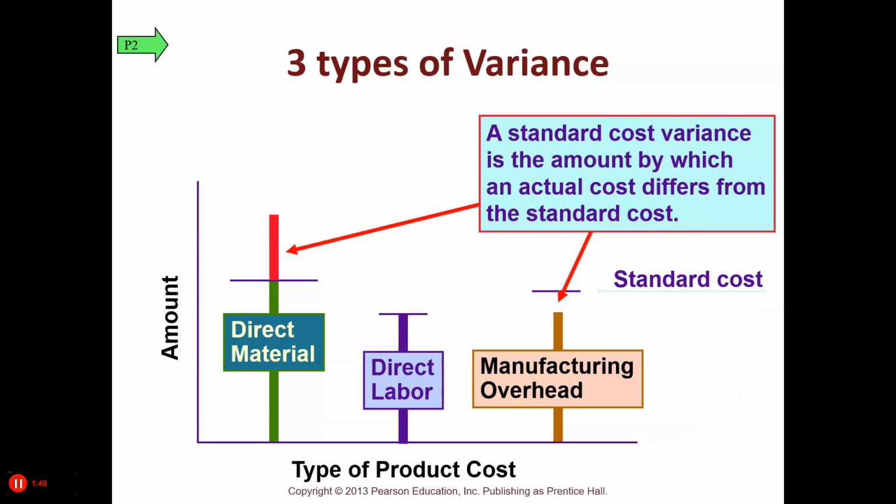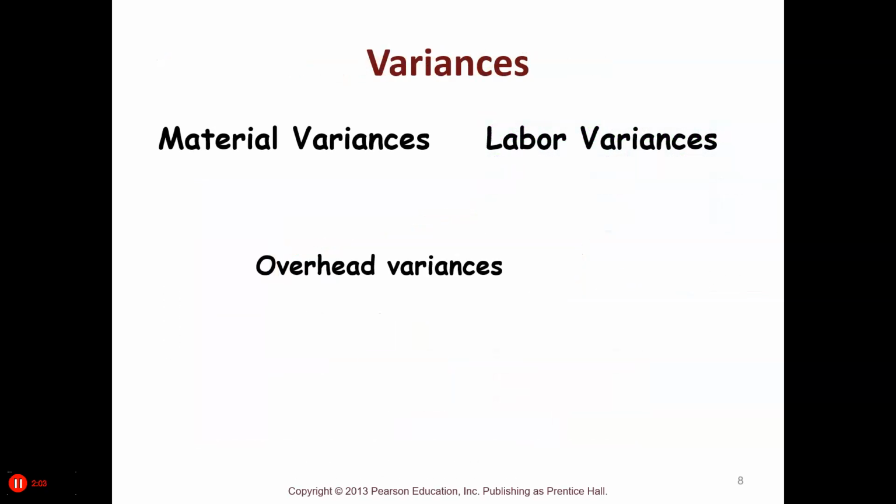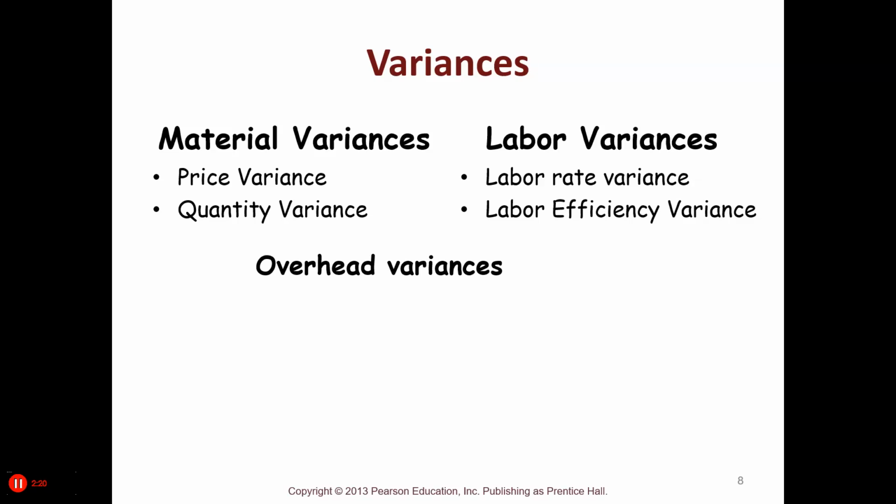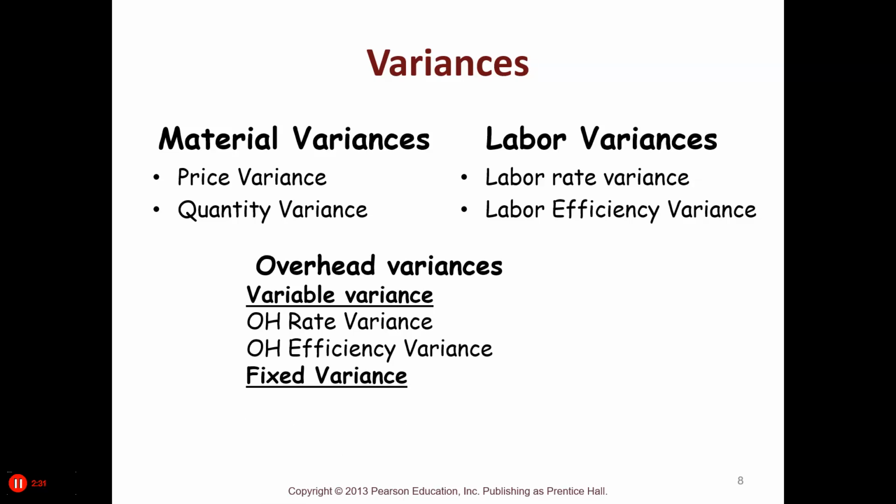Now, standard cost variance is the amount by which an actual cost differs from the standard cost. And we do standard costs for direct materials, direct labor, and manufacturing overhead. Now, on top of that, we measure eight variances. Material variance, we've got price variance, and we've got quantity variance. Labor, we've got labor rate variance and labor efficiency variance. And then overhead, we break it into two parts. We have the variable variance, which has to do with our overhead rate variance and our overhead efficiency variance. And then we have our fixed variance, which only looks at our fixed costs, which is the overhead budget variance and the overhead volume variance.